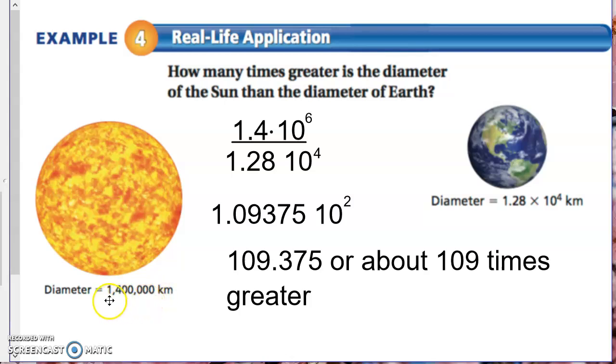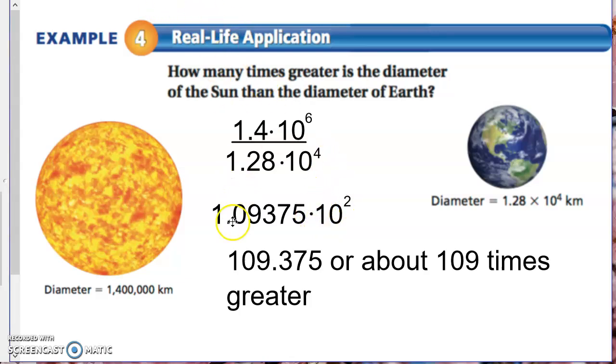So I had to move my decimal between the 1 and the 4, and that is 1.4 times 10 to the 6. Then I'm going to divide that by the diameter of Earth, 1.2 times 10 to the 4th. And then that means I divide these two numbers, which gives me 1.09375, and I subtract these exponents, which gives me 10 to the 2nd power.